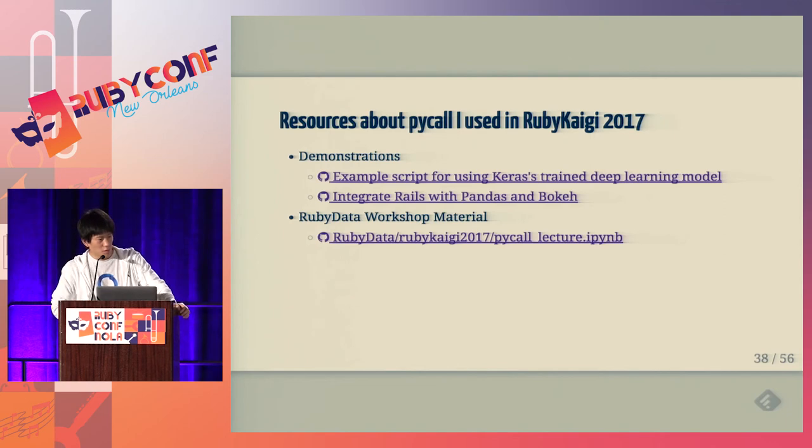So this demonstration is very simple, but there are other resources I used previously to show PyCall examples. In RubyKaigi 2017, I demonstrated the Keras example and Rails integration example. Also, in RubyKaigi 2017, I did Ruby data workshop. These resources and materials are available on GitHub. I've already uploaded this slide on my speaker deck, speakerdeck.com/mrkn. So you can access these URLs from the slide. Please check it.